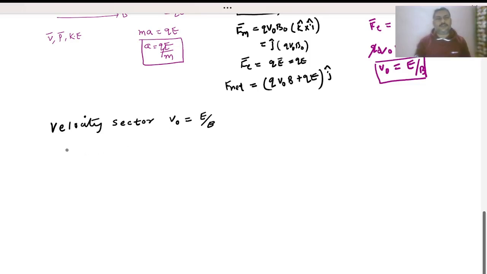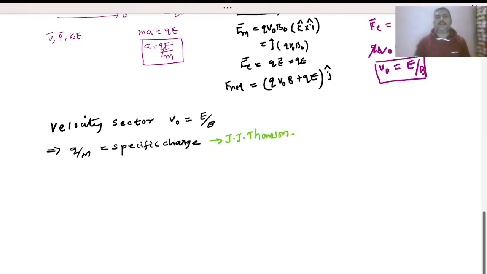This value is used to find out the specific charge. In J.J. Thomson's experiment, it is used and the specific charge is derived by using J.J. Thomson's experiment.